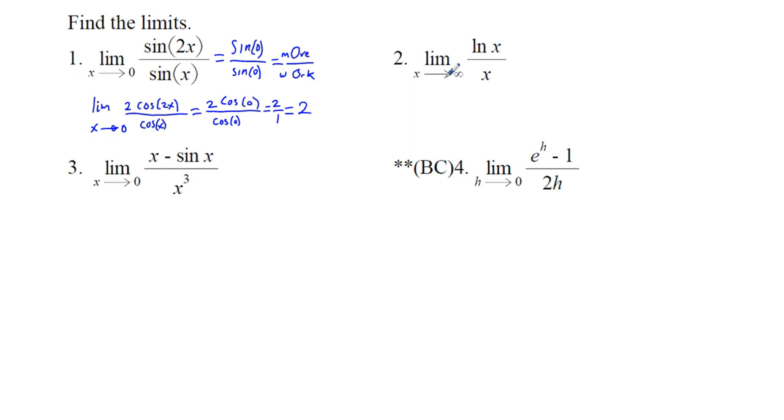Number 2, the limit as x approaches infinity of natural logarithm of x over x. Now notice that we are not approaching a real number, we're approaching infinity, which is, if there is a limit as x approaches infinity, this is going to qualify as a horizontal asymptote.